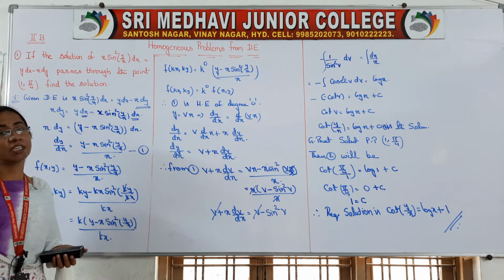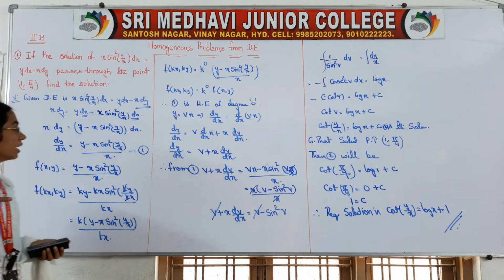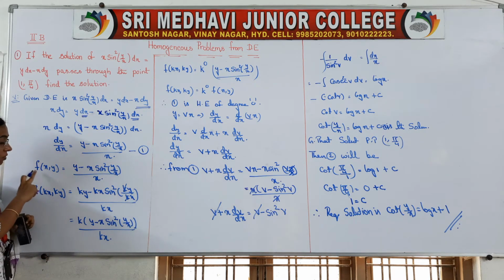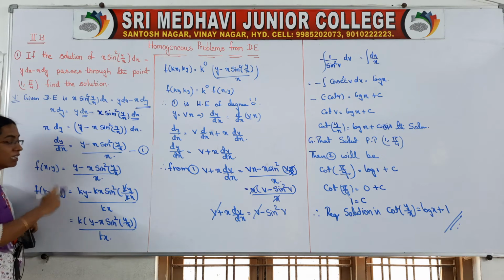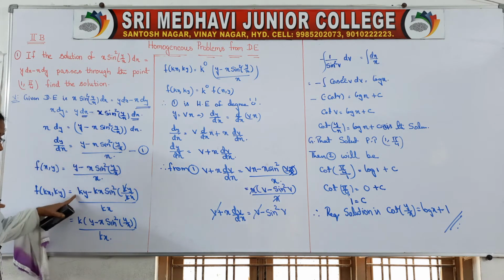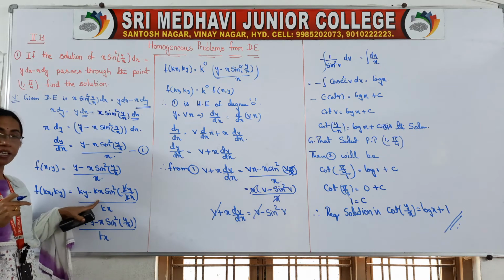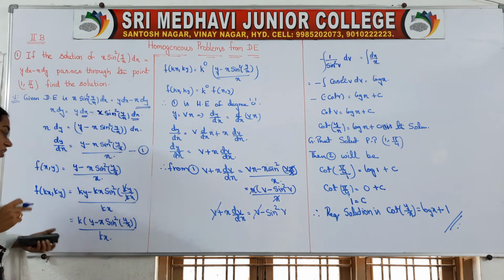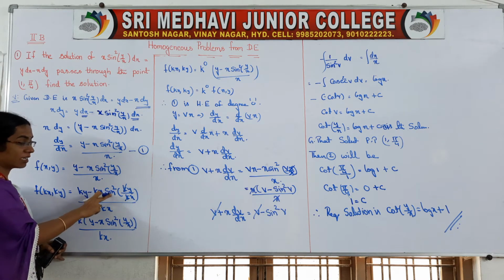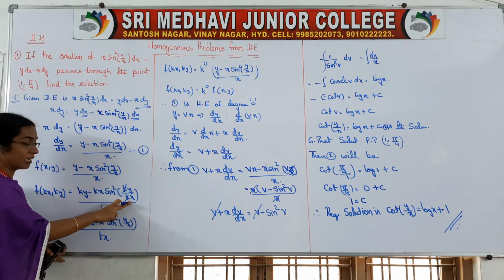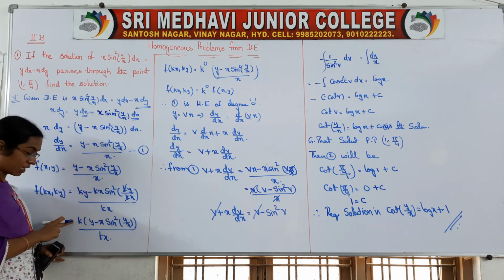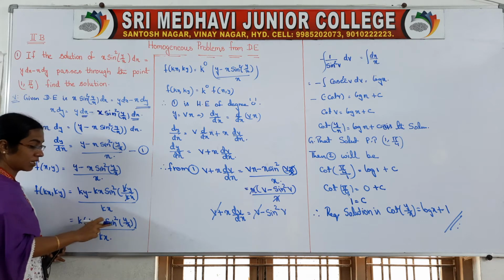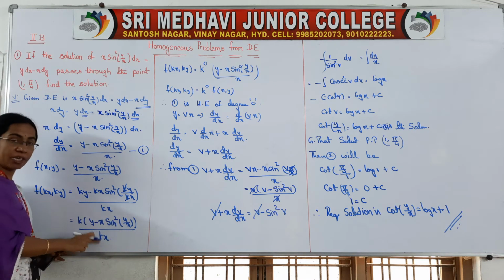So we have to check whether it is homogeneous or not. For that, first take f(x, y), which is this one. Now take f(kx, ky). Wherever y is there, take ky; wherever x is there, take kx. Both terms have k, so take k outside: k(y − x sin²(y/x)) by kx.